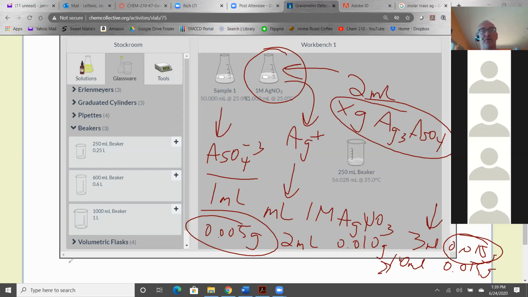If you just dump the whole thing of silver in there, you could do that, but I'd rather you add a little bit at a time so you can see that the amount of precipitate increases until it gets to a maximum.